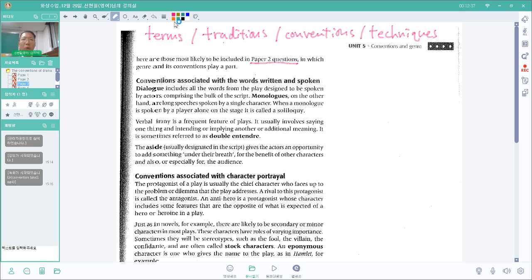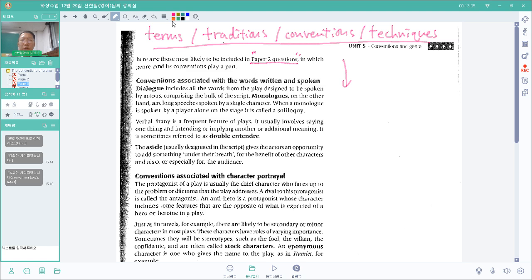So this paper only deals with these terms, tradition, convention, technique, which are quite important for the Paper 2 exam, in which genre and its convention play a part. So these techniques only deal with literary technique about the drama, which appears oftentimes in the IB exam.